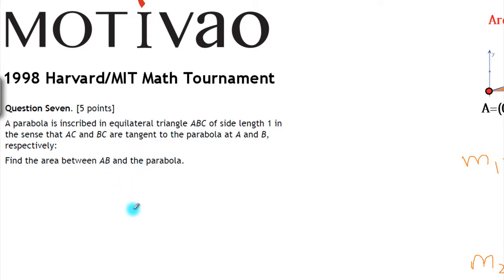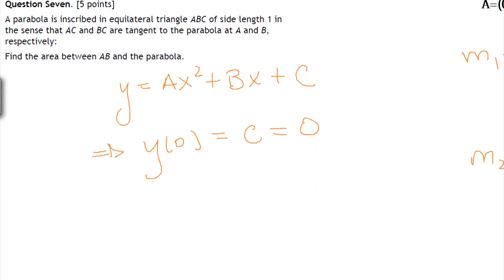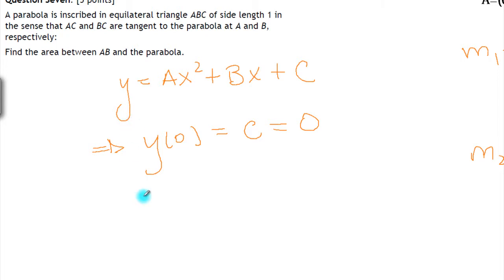Now, how do we write a parabola in the general sense? Well, y equals ax squared plus bx plus c, right? So we need to find a, b, and c to know the parabola. Well, we know that y passes through the (0, 0) point. So y of 0 equals c, which is just 0. So we already know c. Now to find the next 2 values, a and b, let's take the derivative. dy/dx equals 2ax plus b.